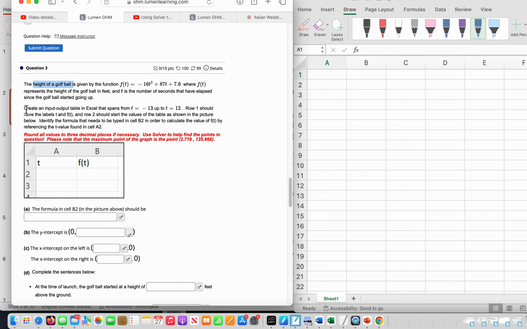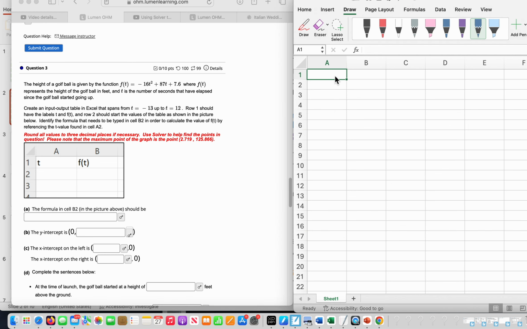All right. So part 1 says create an input-output table, and it wants t to span from -13 to 12. All right, and it wants us to start in column A, and that's where we're going to put our t values. So I'm just going to label these columns t, and I'm just going to write, this is my input. The input is always going to go in the first column, and I'm just going to add here that input is time elapsed in seconds.